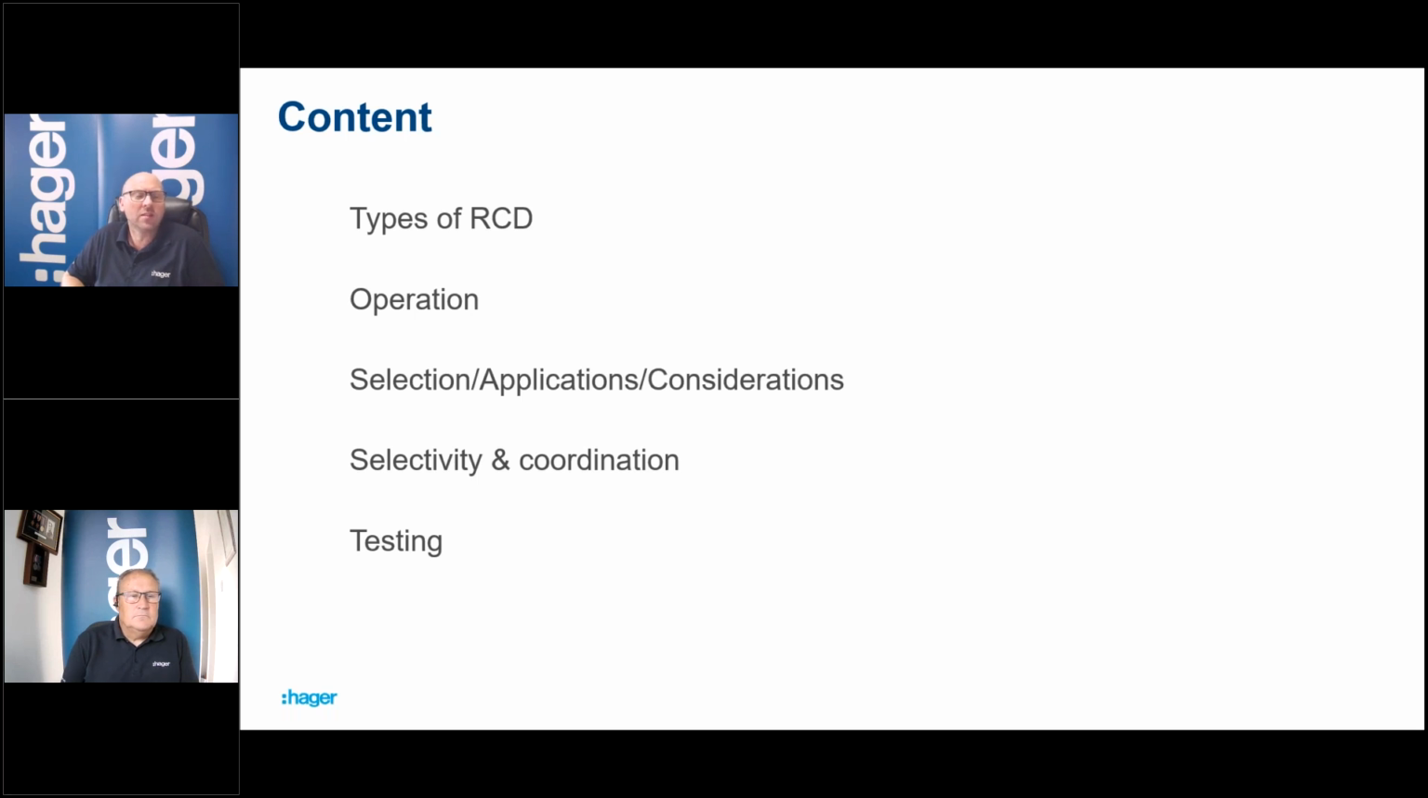Then we'll look at the selection, different applications, different things you need to consider. And obviously, we're going to be talking about selectivity. Used to be discrimination in the old days. Selectivity covers one aspect of RCD selection, but we've also got this word coordination that we're going to be explaining and talking about. And then lastly, we'll be looking at testing. There's also some other little bits we're going to throw in about the use of RCDs with solar PV and other micro generation. So yeah, away we go.